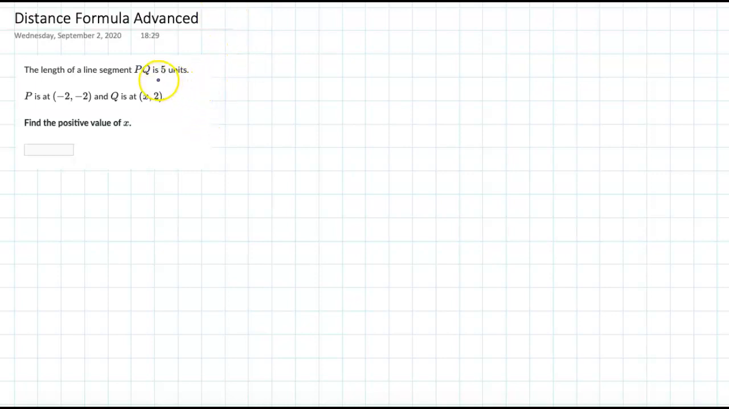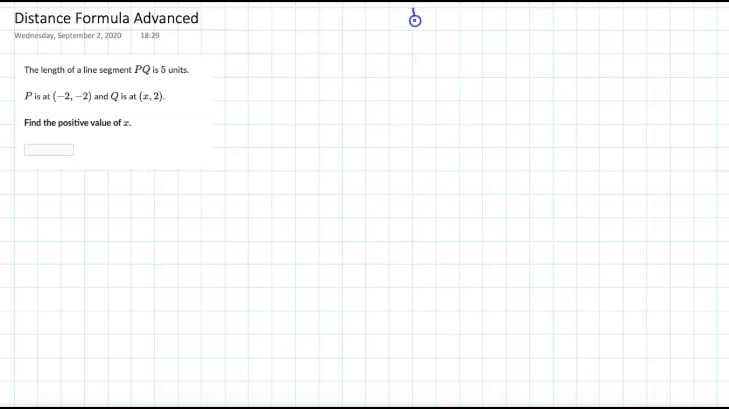Okay, so we have the length of a line segment PQ is 5 units, and P is at (-2, 2), and Q is at (x, 2), and we want to find the positive value for x. Okay, and so we can set this up.